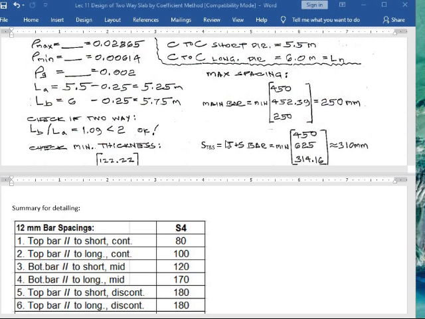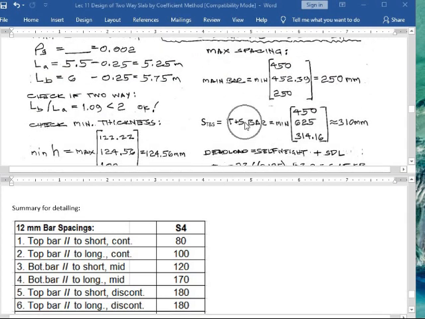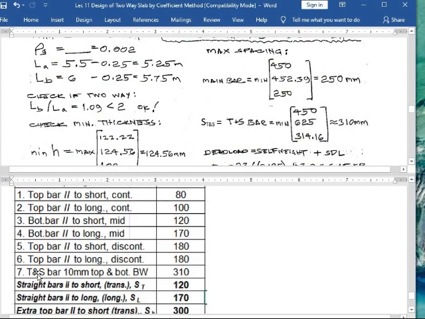Remember that the spacing of the temperature and shrinkage bars that we solved earlier is 310 mm. That is bar number 7. Temperature and shrinkage bars, 10 mm, top and bottom, both ways, 310 mm. That is its spacing.